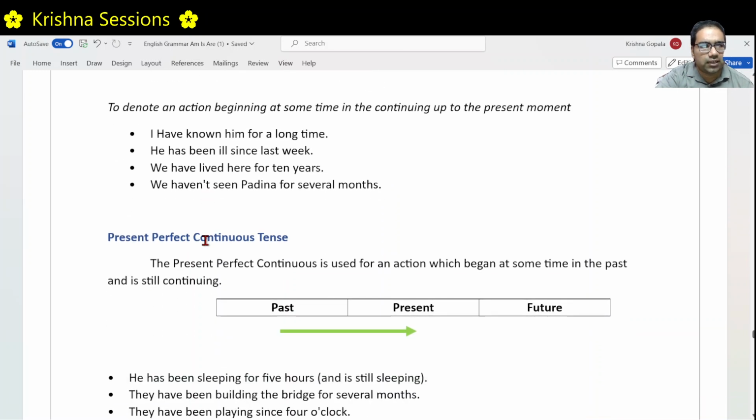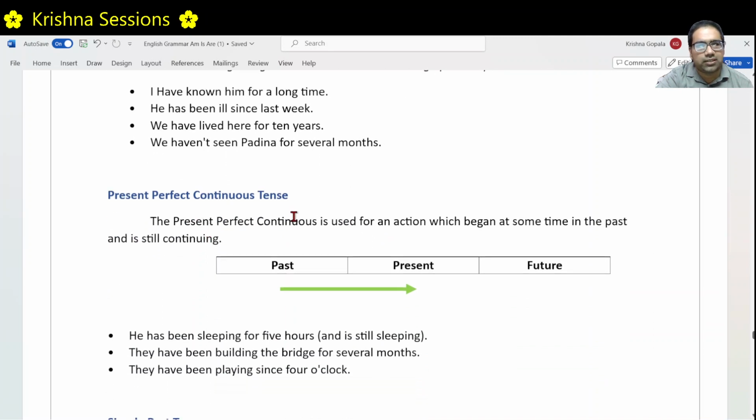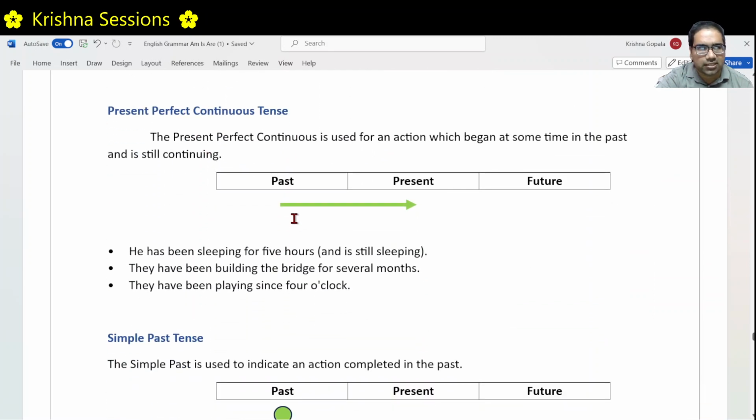Now, present perfect continuous tense. The present perfect continuous is used for an action which has started somewhere in the past and is still happening. He has been sleeping for 5 hours. That means he started 5 hours back and he is still sleeping. They have been building the bridge for several months. That means the action is continuously happening from the past till now. They have been playing since 4 o'clock. The action is continuously happening. That is present perfect continuous tense.